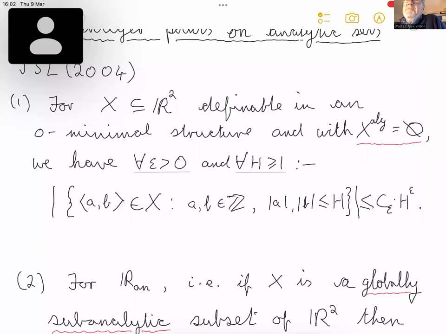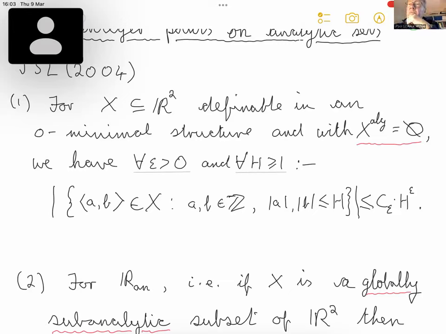So if that's a subset X of the real plane with empty algebraic part, now the algebraic part of the set is just the union of all the connected algebraic curves defined over Q, the rationals, that are contained in X. So if there are no such curves, then if we just look at the integer points on X, which is essentially a finite union of curves, the number of integer points of height h is bounded by h to the epsilon for every epsilon, with a constant there that depends on epsilon.